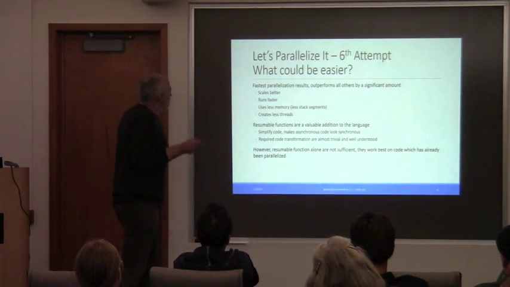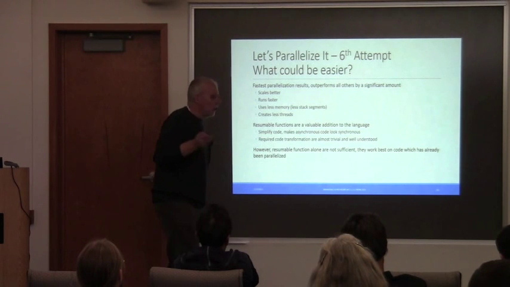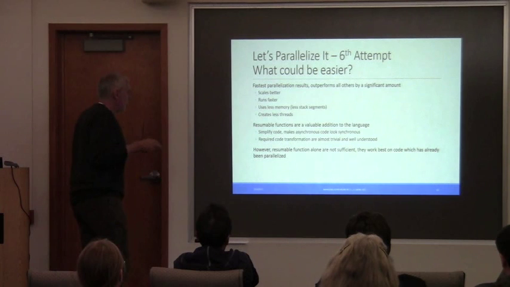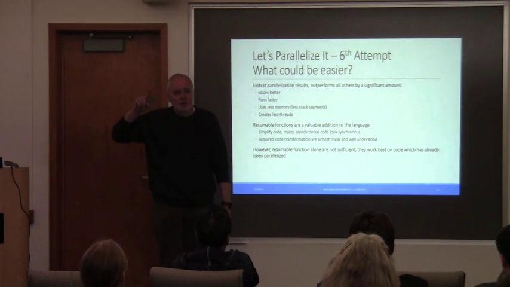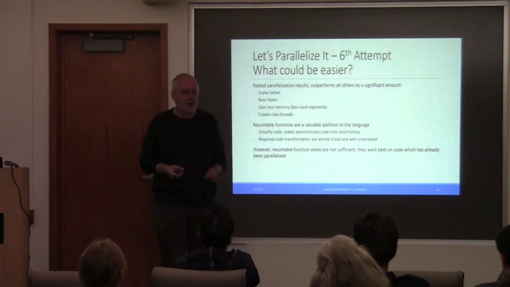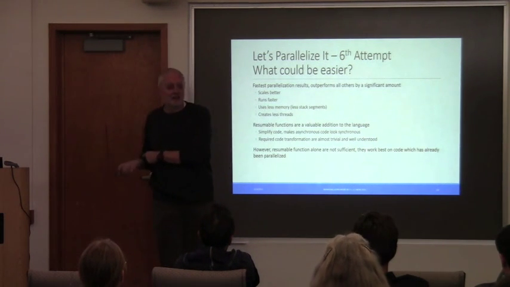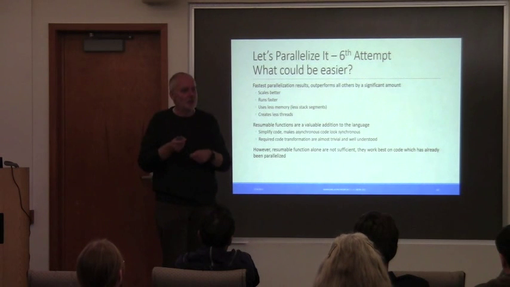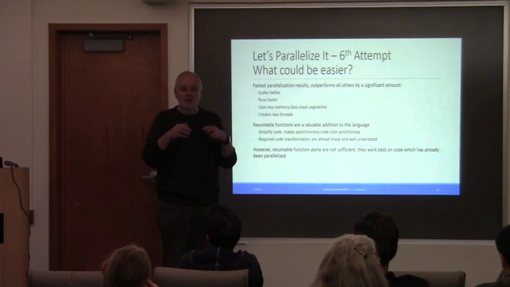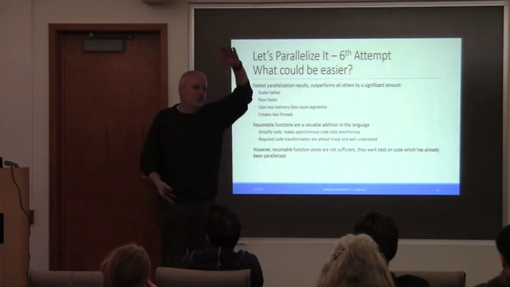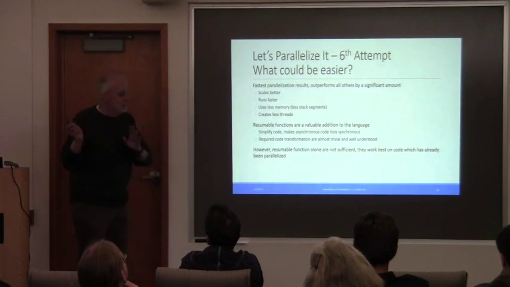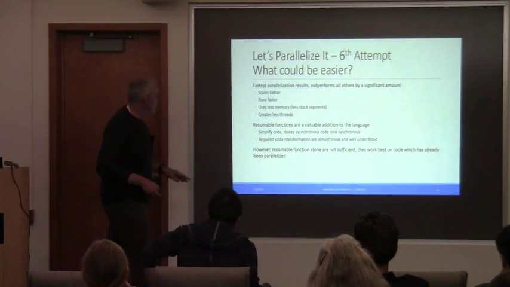Okay, passes parallelization results, outperforms any library-based solution so far, scales better, runs faster, uses less memory. Well, I have to admit, we don't have a compiler to do that. What I just did, I sat down and converted the code by hand, the same way as a compiler would when it saw that await statement. So it's handwritten code, and it's two pages, and we can have a look at it after the talk.